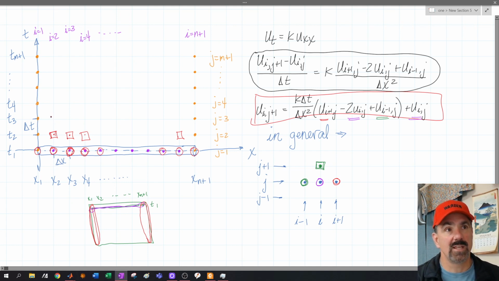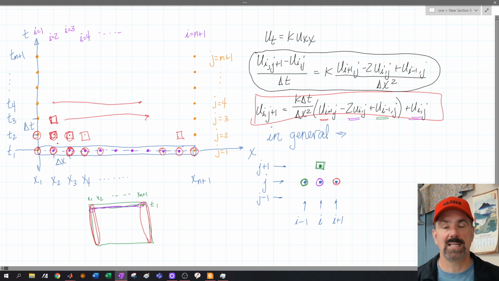Then I move up to the next row, or however you set it up, columns or rows, and that value, this one right here, is based upon these three values. And then I just march my way across, and then I come back to the next row, march my way across. That's the idea.